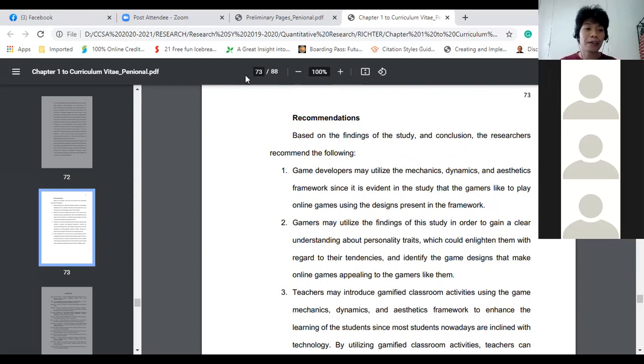So you need to remember that your recommendations should be feasible, meaning you should think of recommendations that can be implemented.